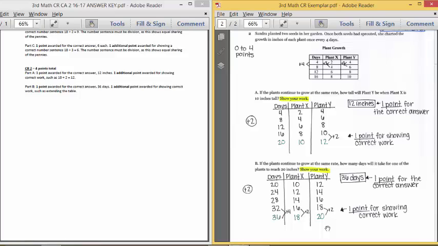And then you'll notice that the days are increasing by 4, so they'll need to do 20 plus 4 plus 4 plus 4 plus 4 to figure out how many days. If you extend the table out to 36 days, plant Y has reached 20 inches. So they should receive 1 point for showing the correct work, and then 1 additional point for showing that they have the correct answer of 36 days.